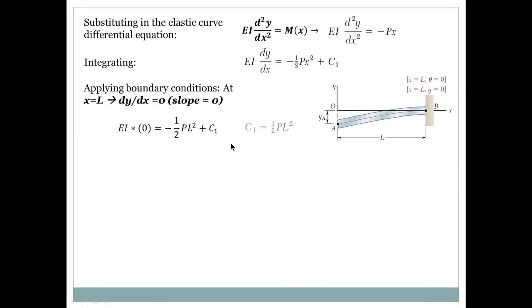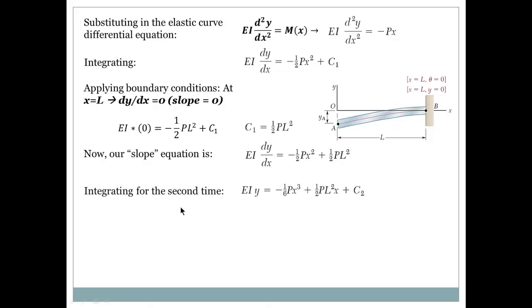So I'm going to substitute 0, which is the theta, which is dy over dx, and for x, I'm going to substitute L, then I can solve for C1. I get C1 equals 1/2 PL squared. Now, my slope equation is EI dy over dx equals minus 1/2 Px squared plus 1/2 PL squared.